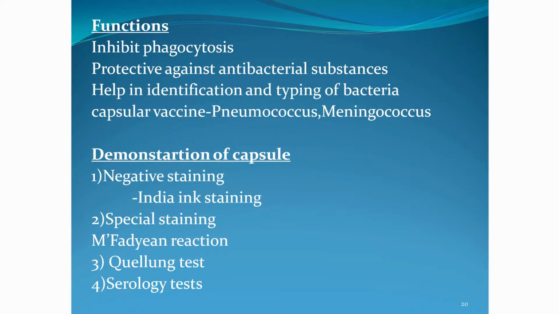Functions. What is the function of this capsule? It mainly acts against or inhibits phagocytosis. Phagocytosis is a mechanism from the immune system to prevent infection. So capsulated bacteria can inhibit phagocytosis. It acts as a protective barrier against antibacterial substances also. It helps in identification and typing of the bacteria. There are few vaccines which are prepared, that is capsular vaccines; pneumococcus vaccine and meningococcus vaccine are the examples.